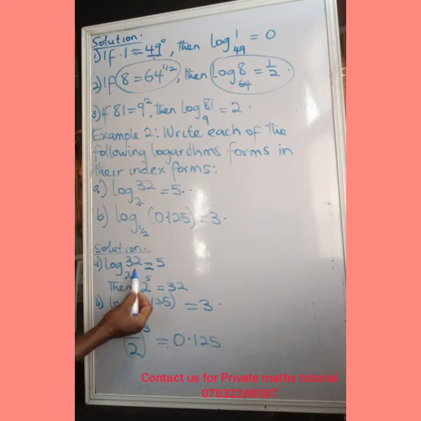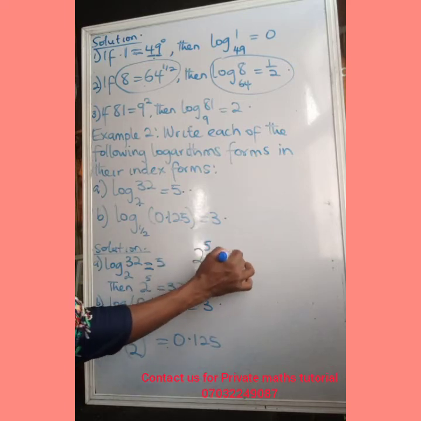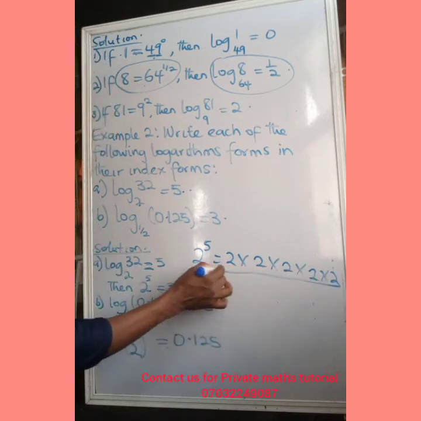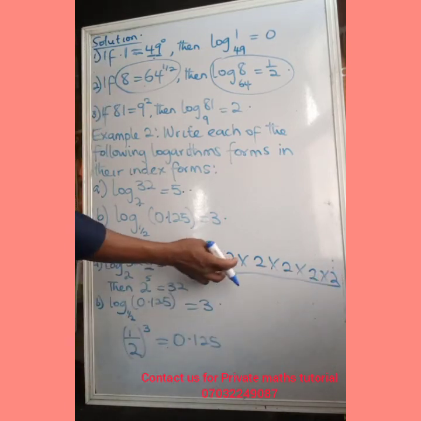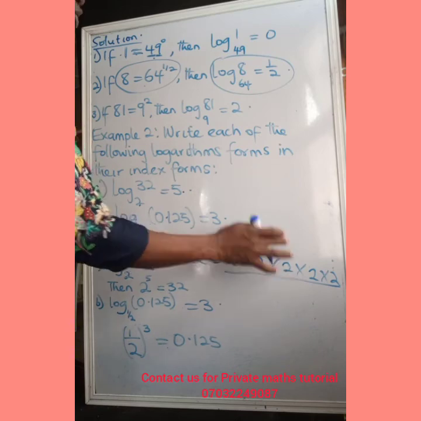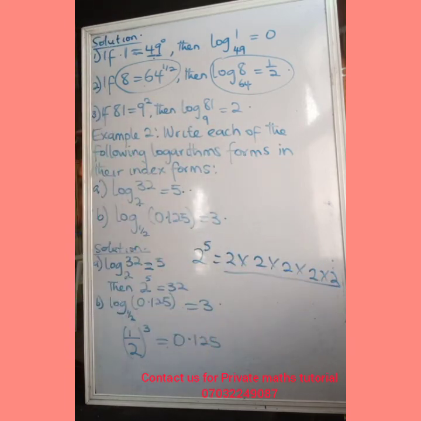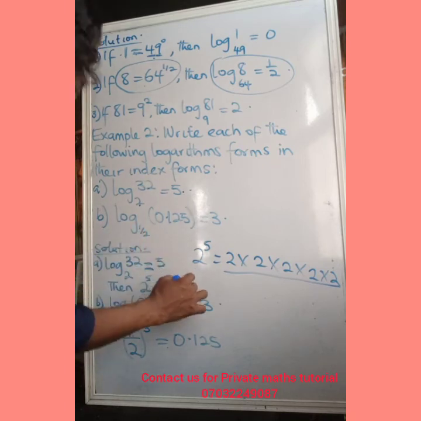So log of 32 base 2 equals 5 becomes 2 raised to the power 5 equals 32. Now, 2 raised to the power 5 means multiplying 2 in 5 places. 2 times 2 is 4. 4 times 2, 8. 8 times 2, 16. 16 times 2, 32. That means our answer is right.